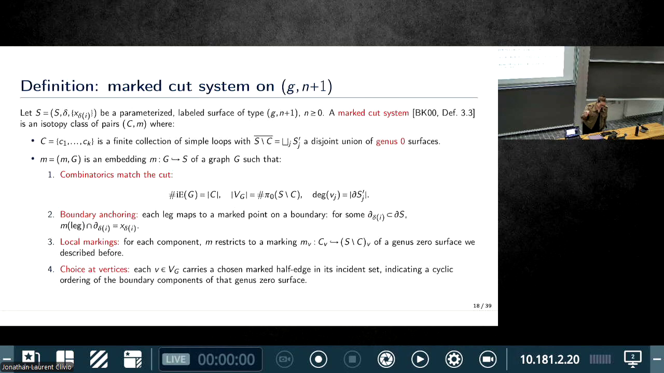Okay. There's a picture coming up. And the leg maps will correspond to marked points on the boundary. And for each component, and this is kind of important, this marking will restrict to an embedding of the appropriate corolla of the vertex. And I want that vertex to carry a marked edge that gives me a cyclic ordering of the vertices. So that's why I was saying I wanted to have an ordering around the vertex and an ordering around the boundary. They don't necessarily have to be the same.